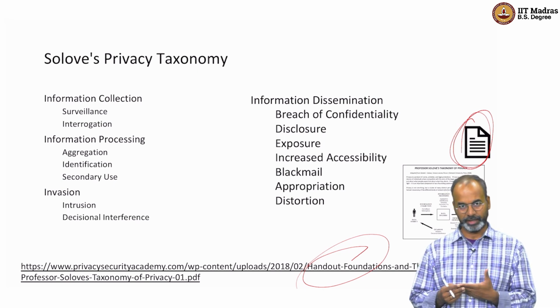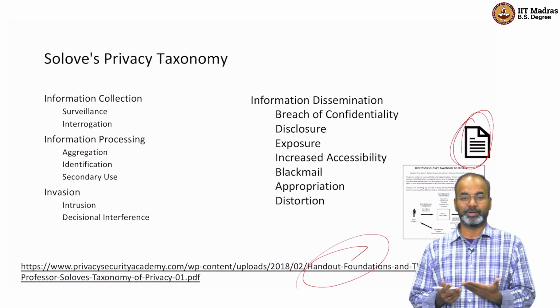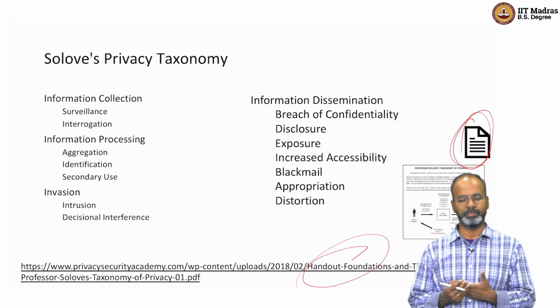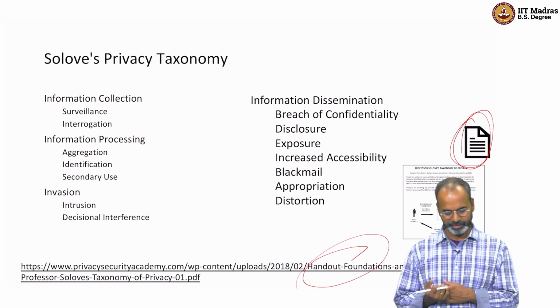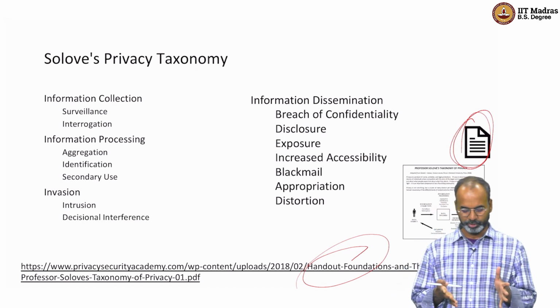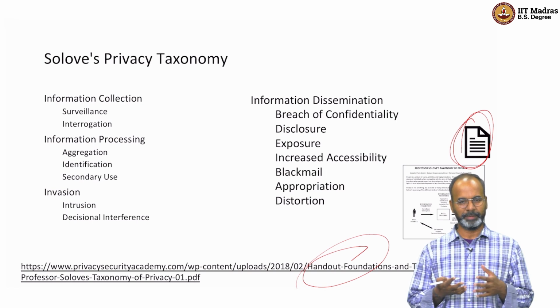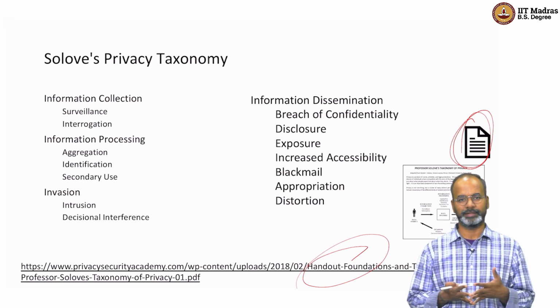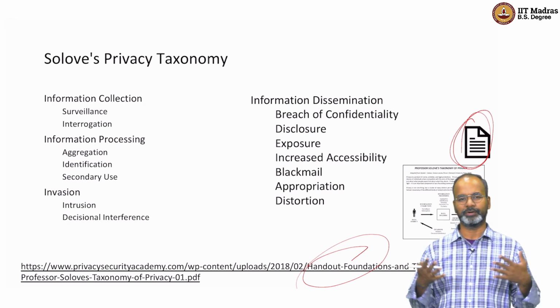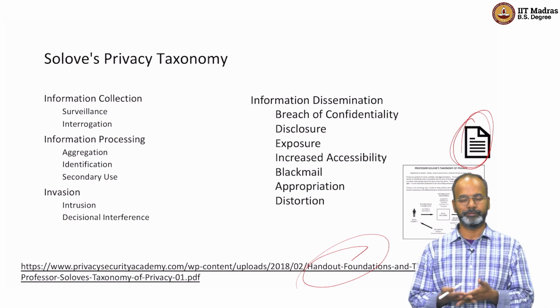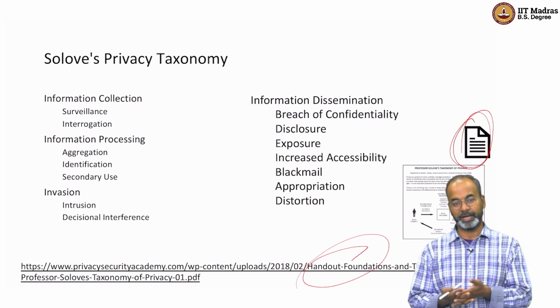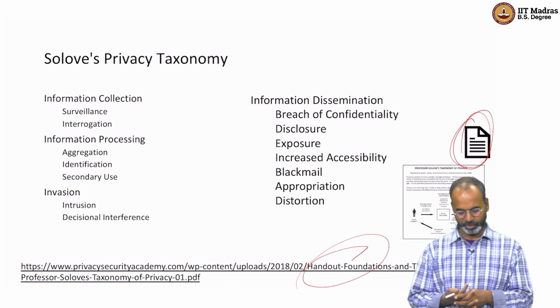is not put to secondary usage. Maybe Amazon is collecting the data for delivering the book, but they're also using it for something else. Invasion: intrusion and decisional interference. Meaning intrusion into your office space. Let's say somebody is barging into your office.